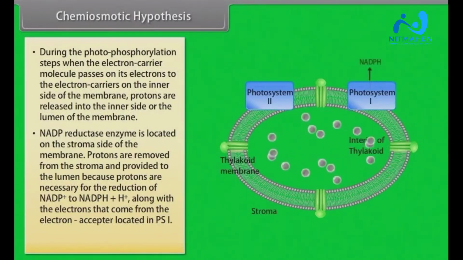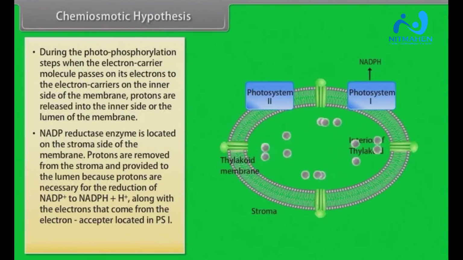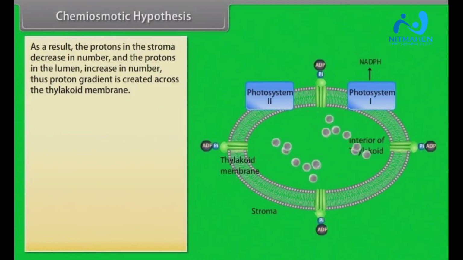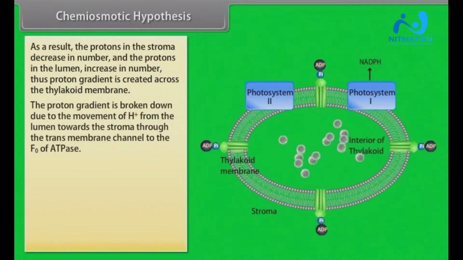to NADPH plus H+, along with the electrons that come from the electron acceptor located in PS1. As a result, the protons in the stroma decrease in number and the protons in the lumen increase in number. Thus, a proton gradient is created across the thylakoid membrane. The proton gradient is broken down due to the movement of H+ from the lumen towards the stroma through the transmembrane channel to F0 of ATPase.